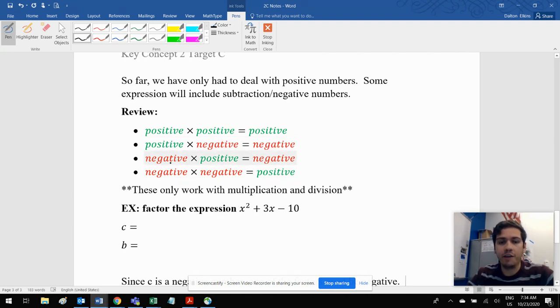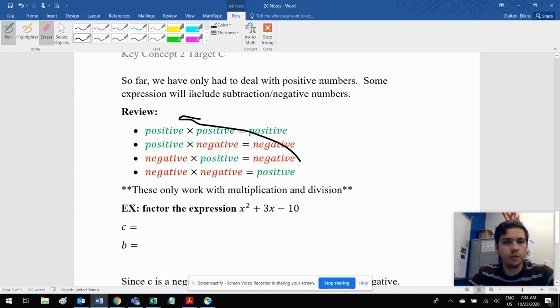However, if there are two negative numbers, a negative times a negative, those negatives will, as people say, cancel each other out, they undo each other, and you're left with a positive number altogether. So two negatives, when multiplied, turn into a positive.